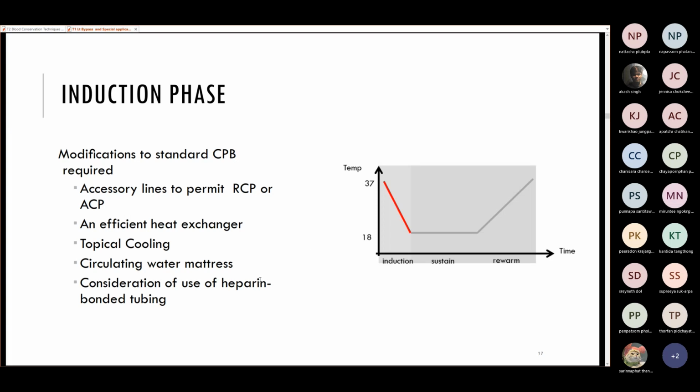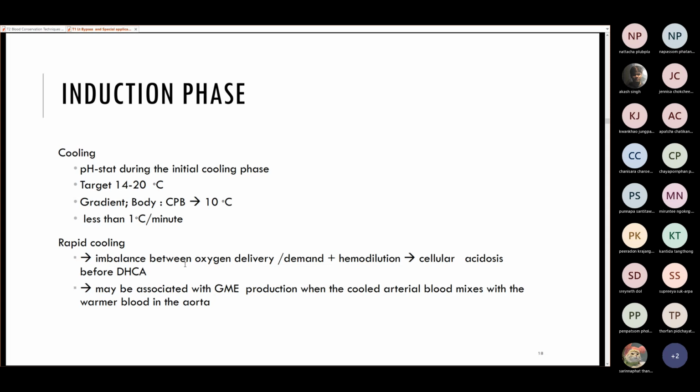And the thing that I mentioned to you is RCP and ACP, which is the retrograde cerebral perfusion, right? And antegrade cerebral perfusion. You're gonna go deep in detail in the next tomorrow sessions. However, another thing that I have mentioned is pH stat and alpha stat.